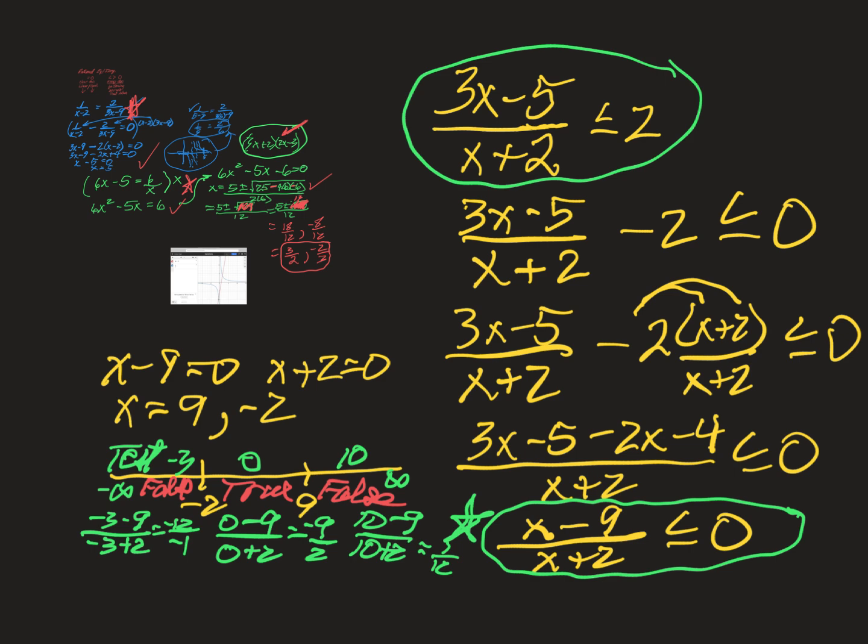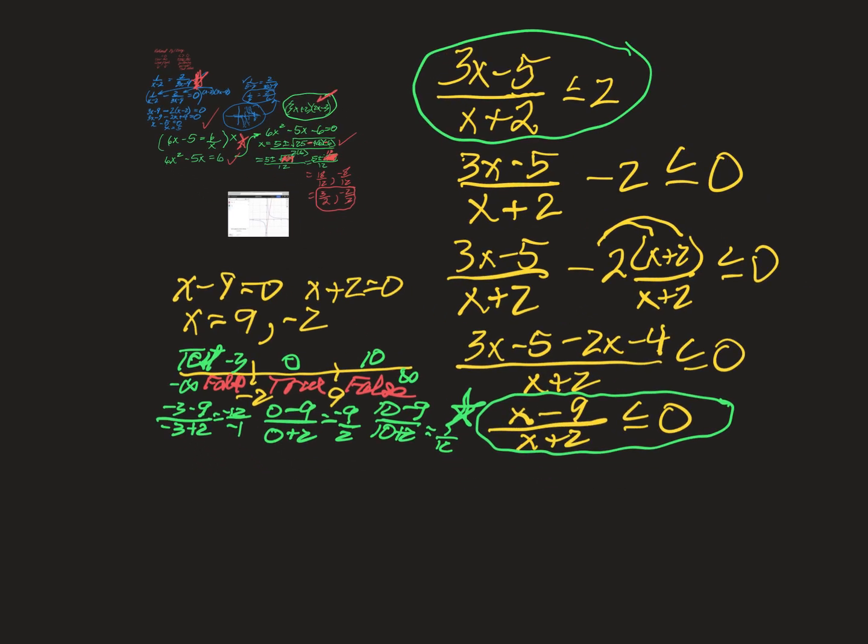Anyway, we now know the true interval is from negative 2 to 9. So I can write that in interval notation, negative 2 to 9. Now, since this is less than or equal, can it equal 9 or negative 2? It could equal 9 because I get 0 in the numerator. So this one's a square bracket. But can it equal negative 2? The answer is no. Negative 2 is not in the domain because that makes us divide by 0. So open parenthesis.